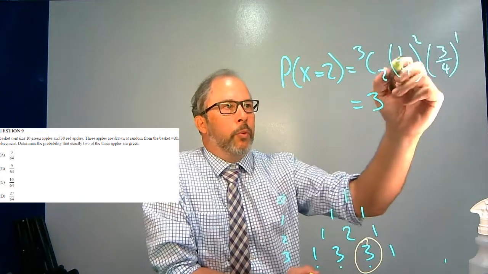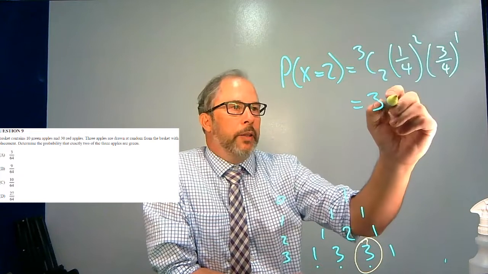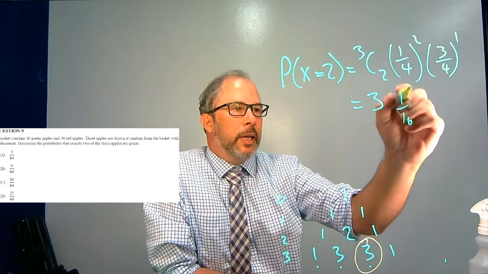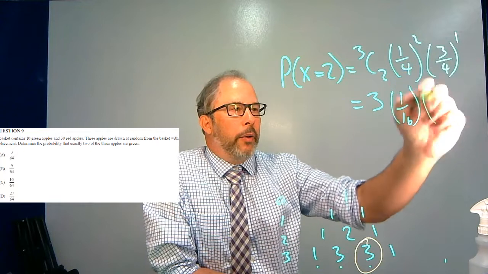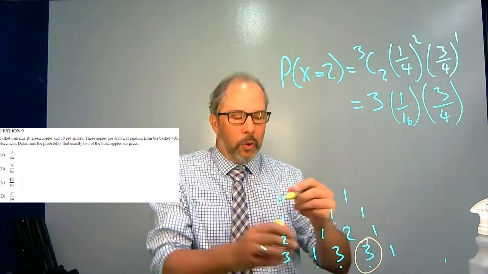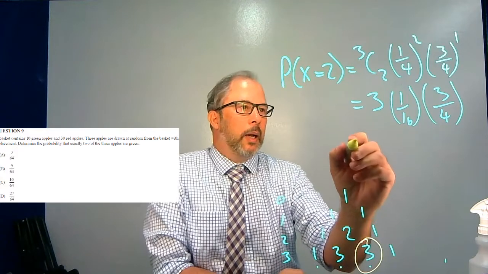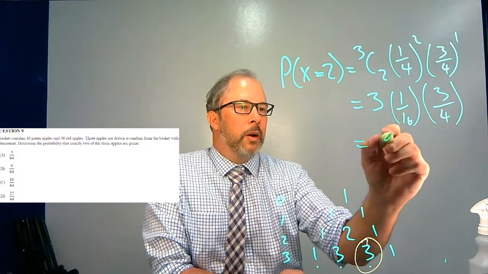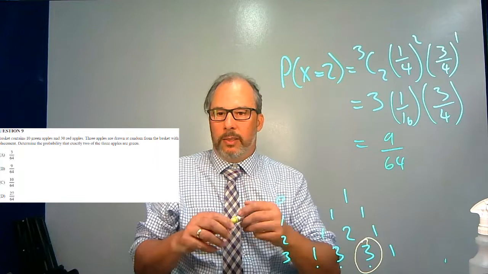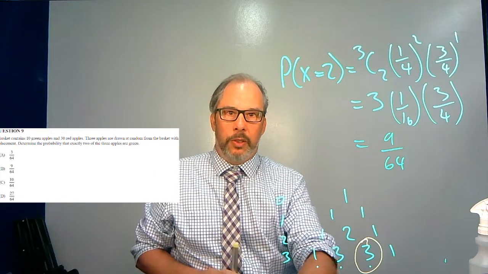That's perfectly acceptable. Now 1 over 4 squared gives me 1 over 16 multiplied by 3 over 4, and we can simplify that to 3 times 3 over 64. 3 3s are 9 out of 64, which is answer B for question 9.